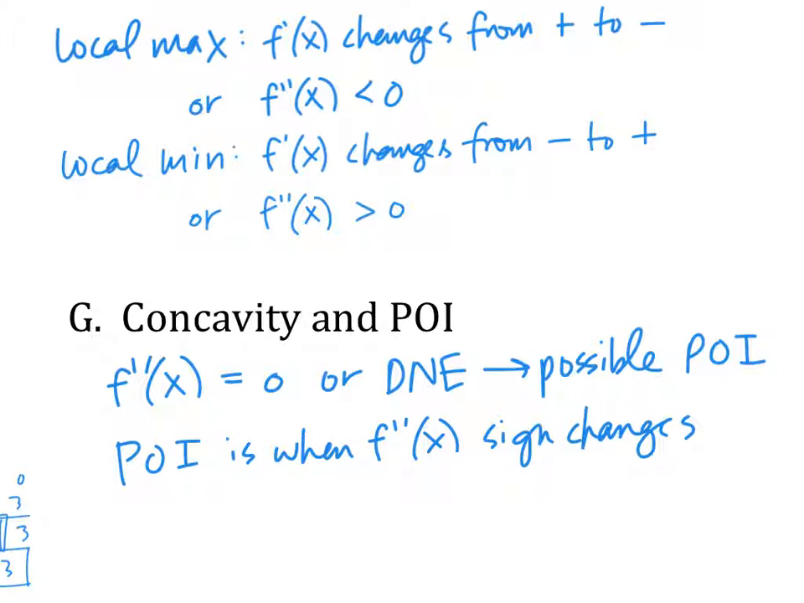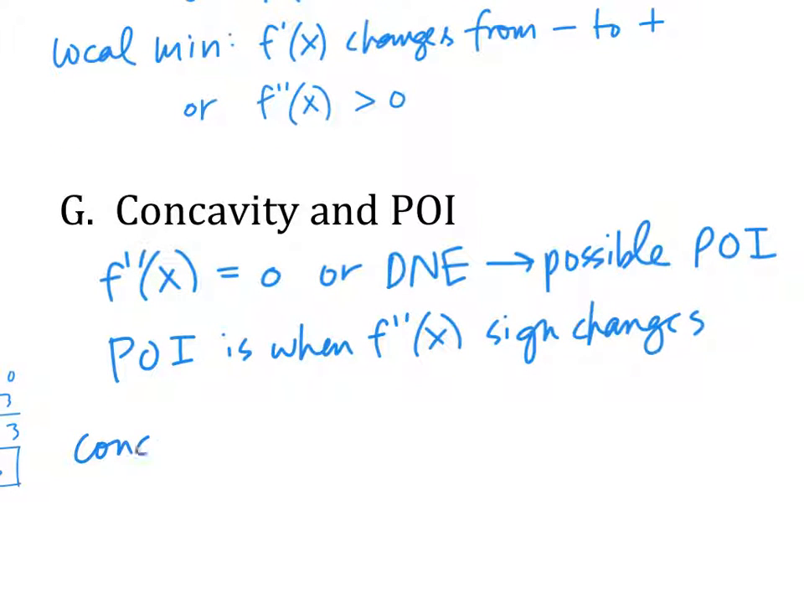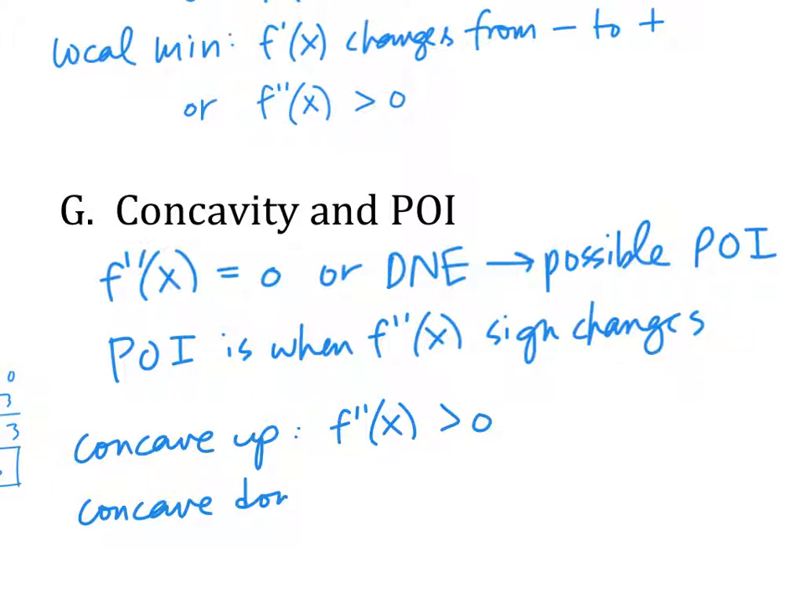So first of all, you take the second derivative, make it equal to 0 or undefined. Find those points. Draw out your sign chart. Only the ones that change signs are points of inflection. If it doesn't change sign, it is not a point of inflection. It's just where the second derivative is 0 or undefined. And then concavity. Concave up is when the second derivative is what? Positive. So concave down, negative.